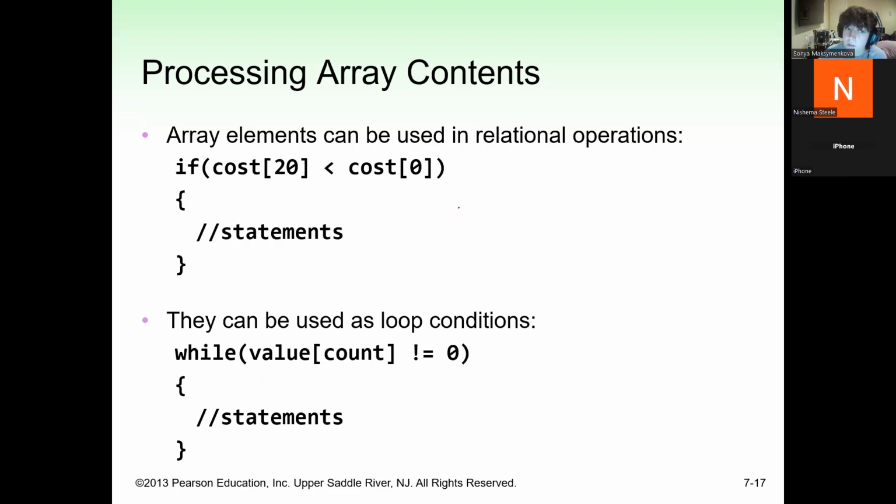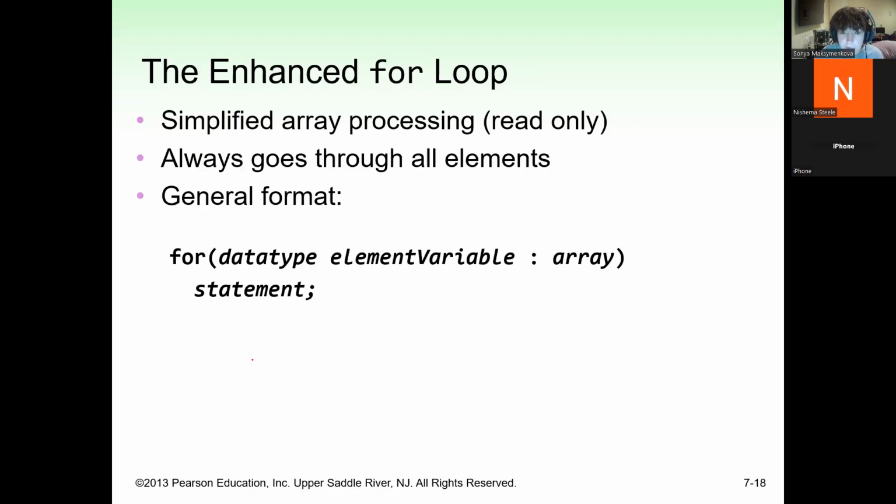You can use them with relational operators if your array is a double, or an integer, or a float. If it's a numeric value, then you can use it with relational operators. And this will work the same way as it works with variables. You're just going to check if this value that is stored at the location of 20 is less than the value that is stored at the location of 0. That's all it's going to do. It works absolutely the same way as any other variables. And you can also use them as your loop conditions. That is also a possibility. As I said, everything the same as with variables.